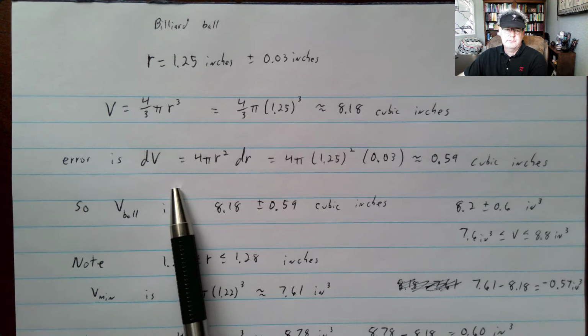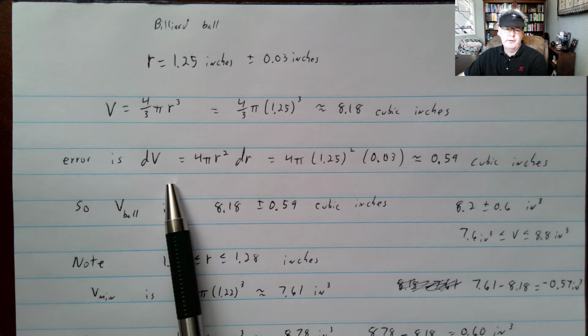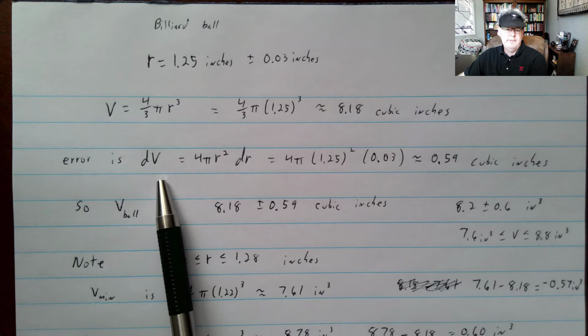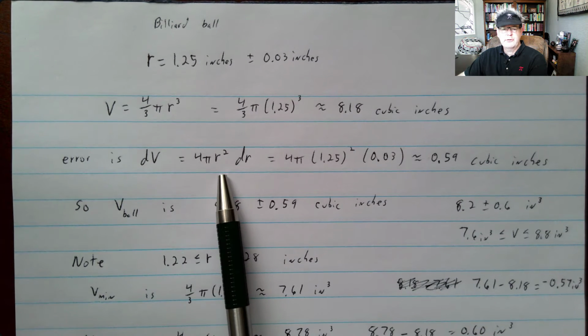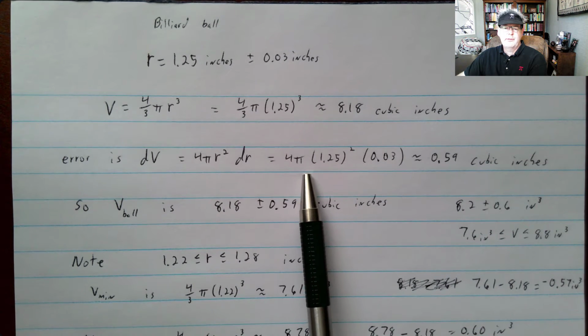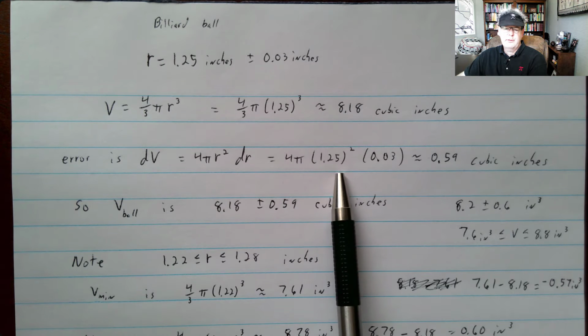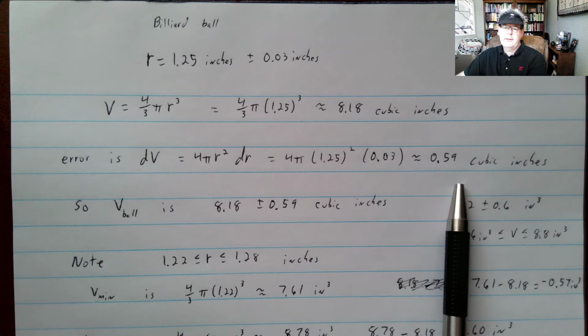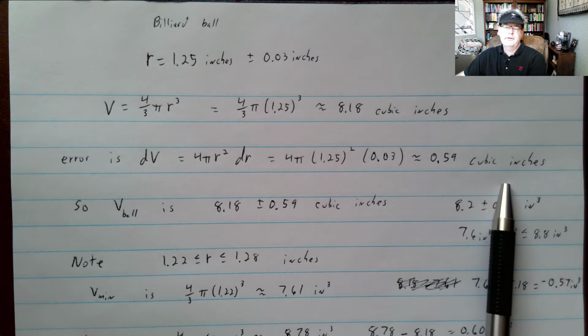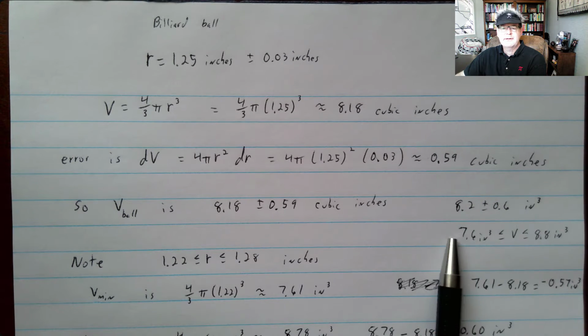The error in the volume, we use dV, differentials, to approximate it. And so dV, if I take the differential, would just be 4 pi r squared dr, which will be 4 pi 1.25 squared. The uncertainty in the R is 0.03, and that comes out to be about 0.59 cubic inches. You'd probably say 0.6 cubic inches.